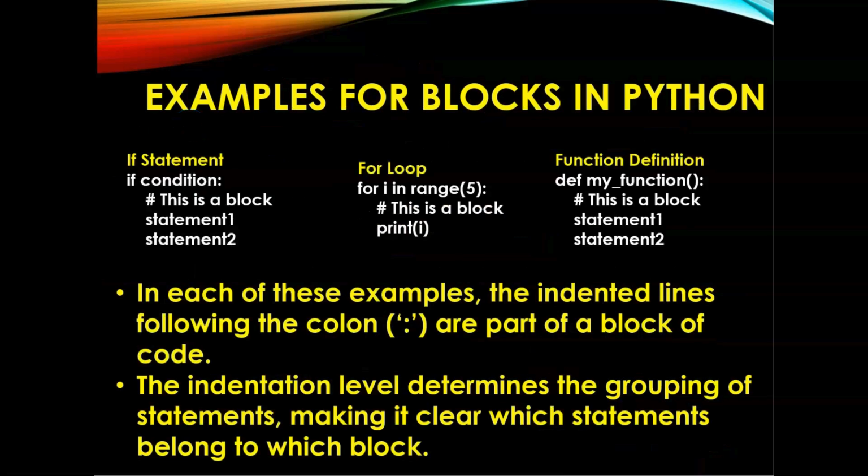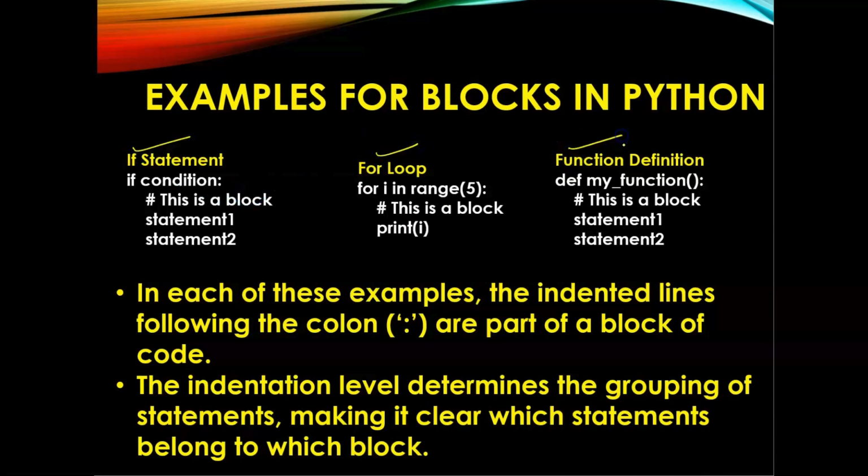We have some examples of blocks in Python: for the if statement, for loop, and function definition. For the if condition, the first example, this is a block. This hashtag is your comment, which won't execute in the program. Statement 1 and statement 2 have the same indentation level. So this is the if condition, and here we have some indentation, which is called the indentation under the block. Together it forms a block.